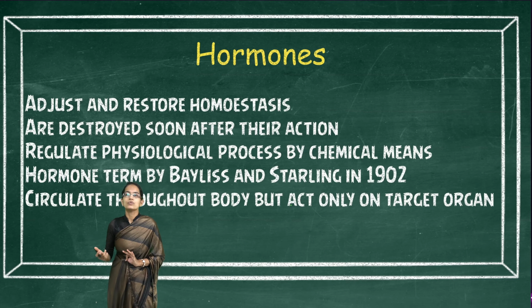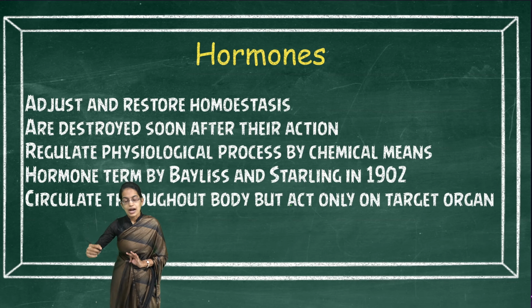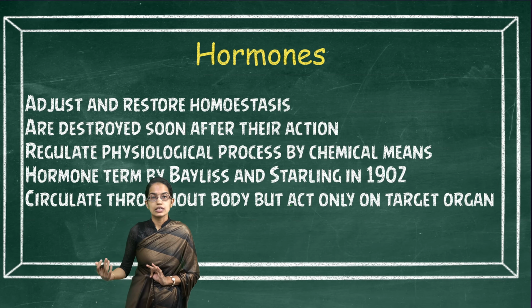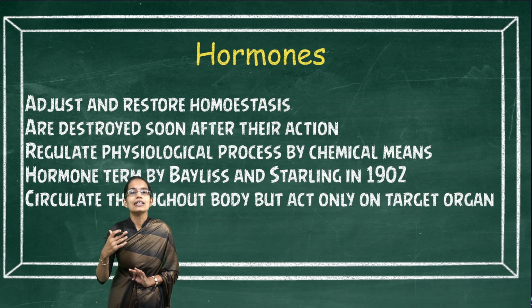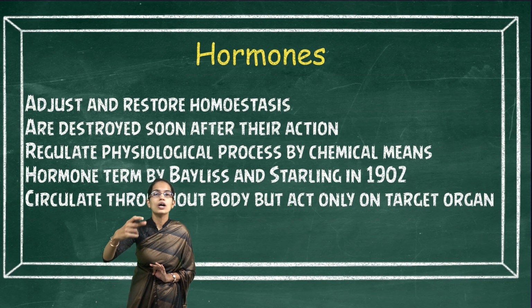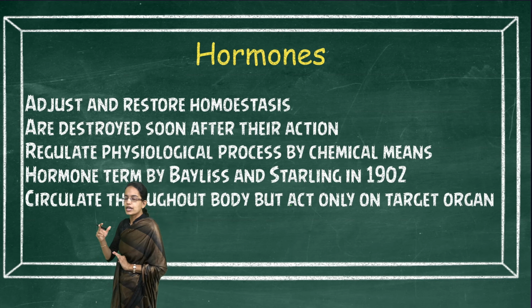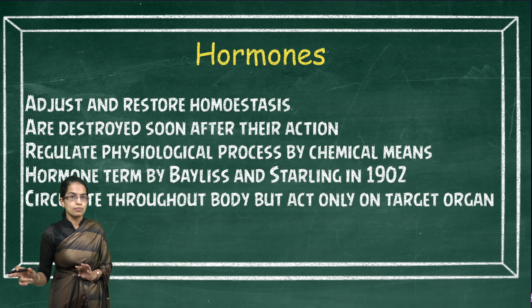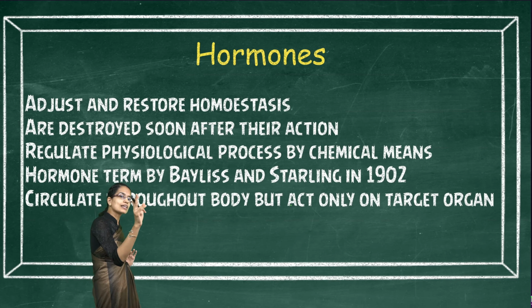So as soon as the body feels deficient in something, the amount in which the hormones are secreted increases. That's a normal method to bring them into a routine cycle, and this is what is known as a feedback mechanism. They regulate all the physiological processes. But how? By the chemical method.